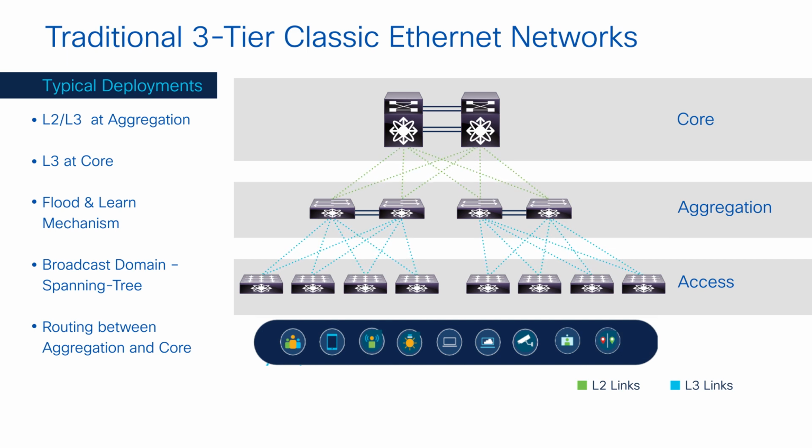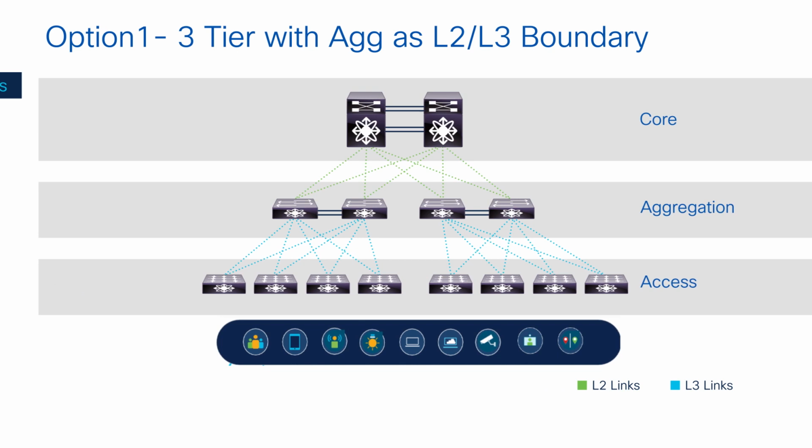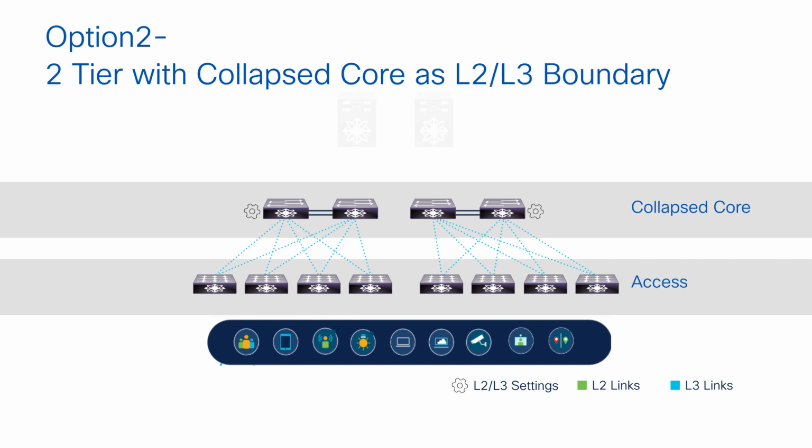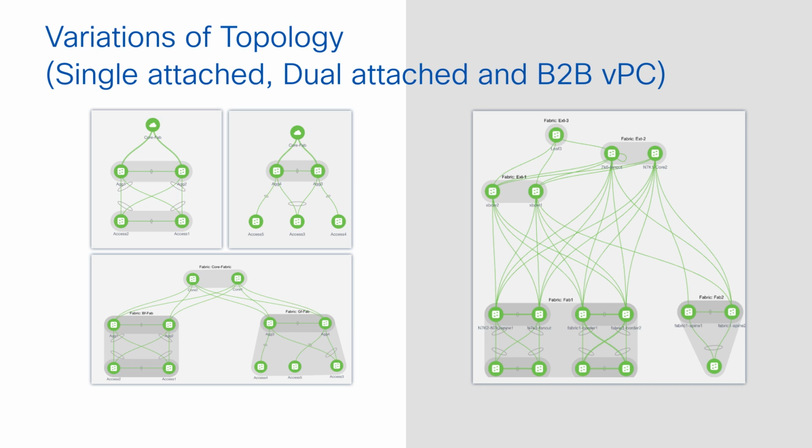However, there are a lot of deployments where there's also a collapsed core scenario, where our core and aggregation are collapsed into one layer, and that's what we call a 2-tier classic or hierarchical network. This is also very much supported in Enhanced Classic LAN. Now when we're looking at the variations of topologies, of course, there can be different kinds of connectivity between the access and aggregation. It can be single attach, it can be dual attach, or there can be back-to-back vPC. And these are some examples of what is supported and the different variations in terms of the topology in Enhanced Classic LAN.